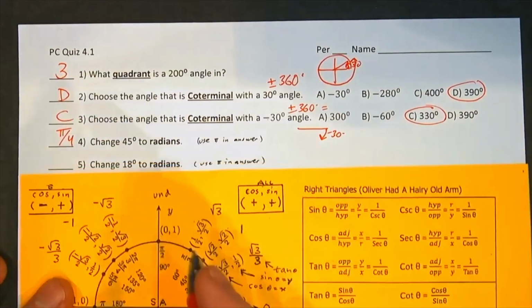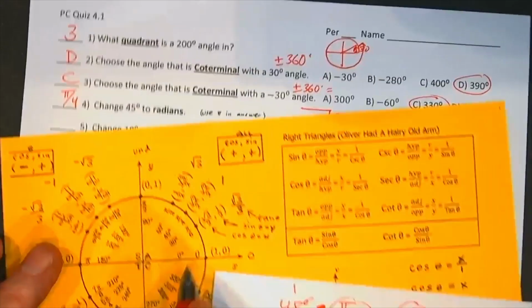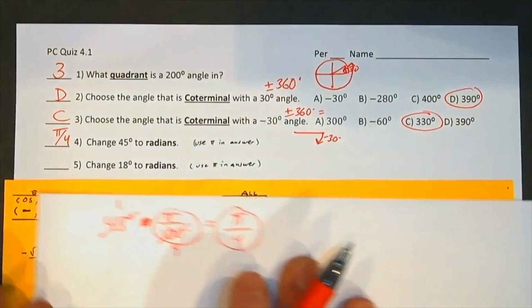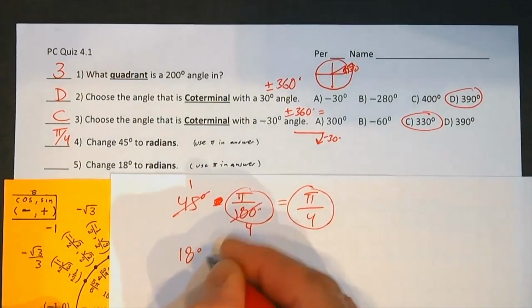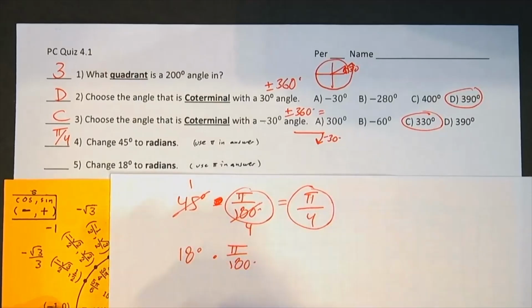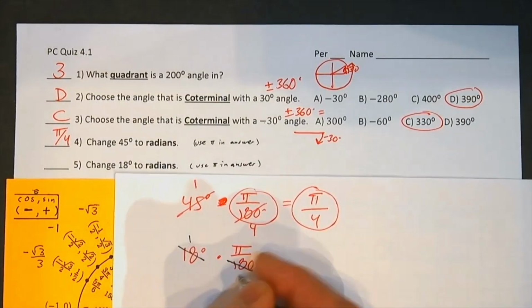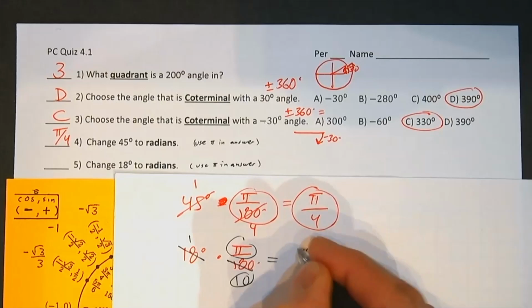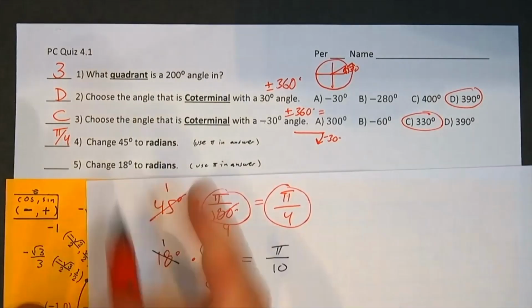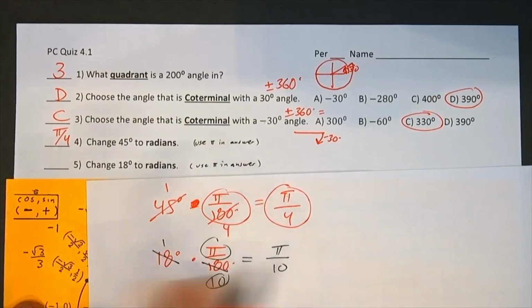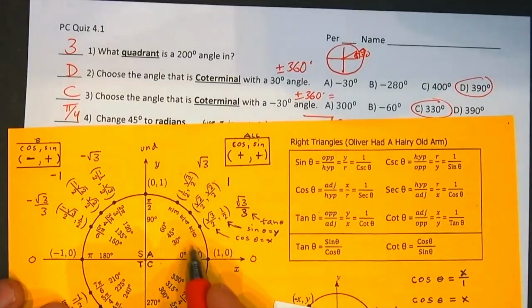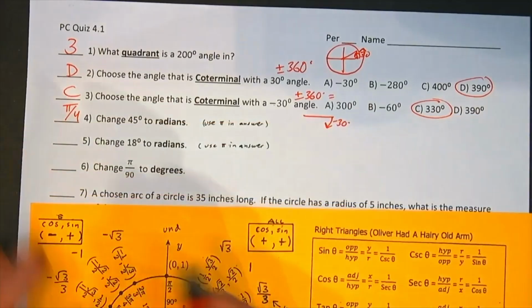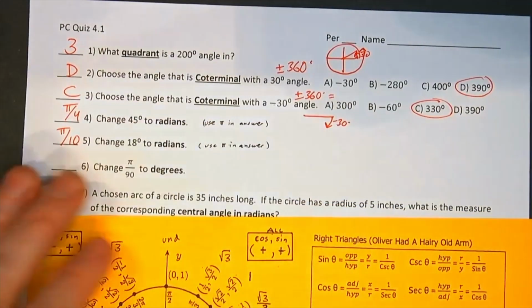Next one, 18 degrees to radians. That's not on my list, so we'll do it again. We'll go 18 degrees times pi over 180. I put pi on top and degrees on bottom because I want degrees to cancel. As I cancel these, the 18 goes in there once, 18 goes in there 10, pi over 10. It's 1/10 of pi, which kind of makes sense. 18 is 1/10 of 180. 18 degrees is just a little bit, 1/10 of the way to pi. Remember, radians is just fractions of pi.